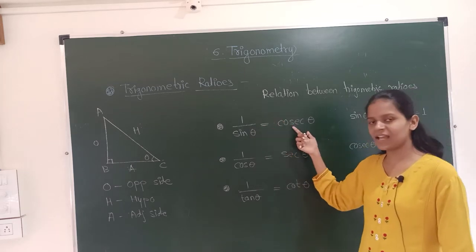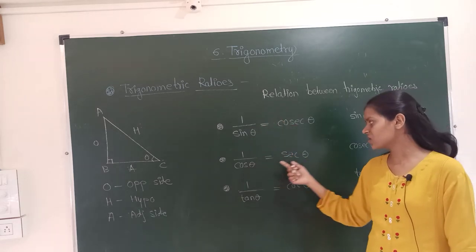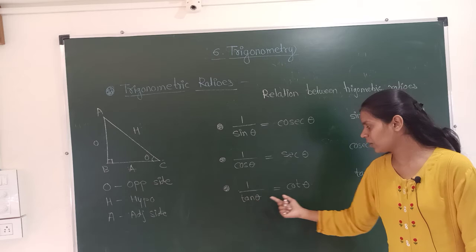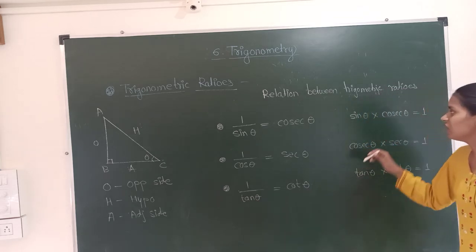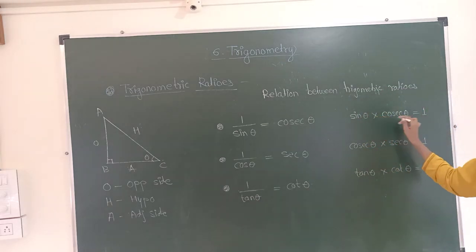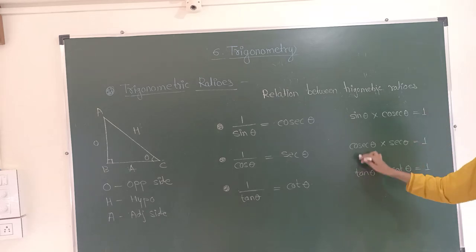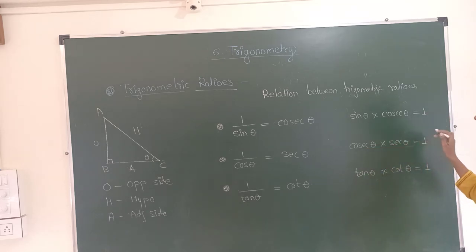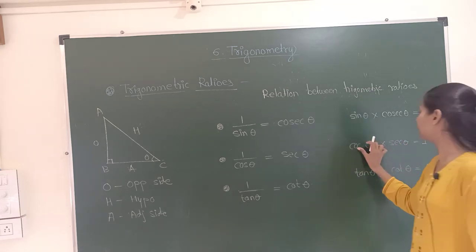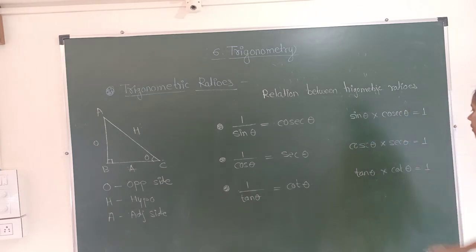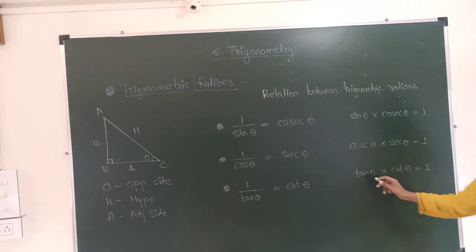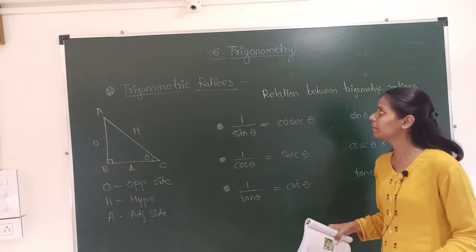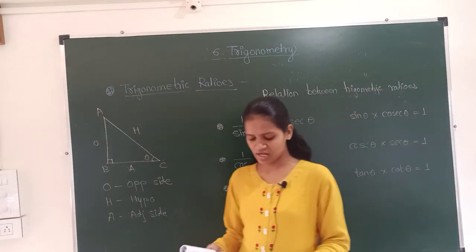So 1 upon sin theta is equal to cosec theta, 1 upon cos theta is equal to sec theta, and 1 upon tan theta is equal to cot theta. Now if we see for multiplication, sin theta into cosec theta is equal to 1, cos theta into sec theta is equal to 1, and tan theta into cot theta is equal to 1. This is the relation between the trigonometric ratios.